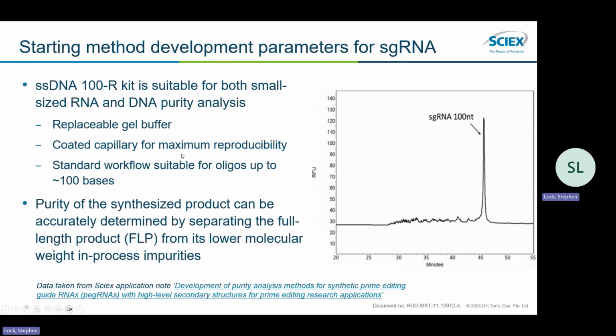But again, this same kit can be used to look at guide RNA or slightly longer RNA than an ASO. So you're looking up to 100 bases. And again, each time you make this injection, of course, you replace the gel buffer.